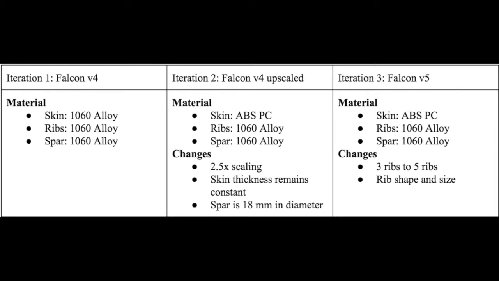In this project, various analyses were performed on 3 different iterations of a Tensegrity wing. Each version of the wing was comprised of a wing skin, a spar, and a number of ribs. The first iteration, designated Falcon V4, used 1060 aluminum alloy for all of its parts.